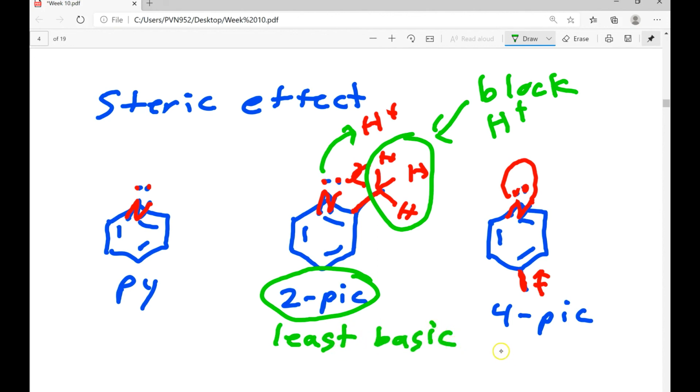4-picoline in this series is actually the most basic. This comes from that inductive effect. And note that the methyl group right here is far enough away from the lone pair on the nitrogen to interact. And then sort of the intermediate case is the pyridine. So this is the steric effects.